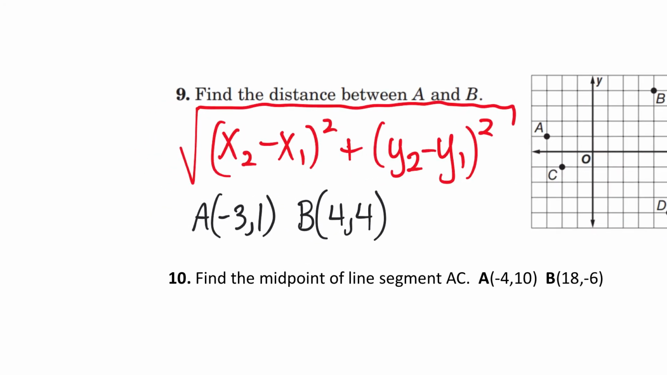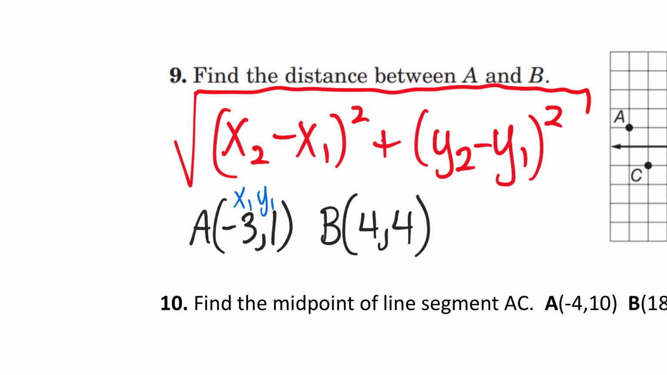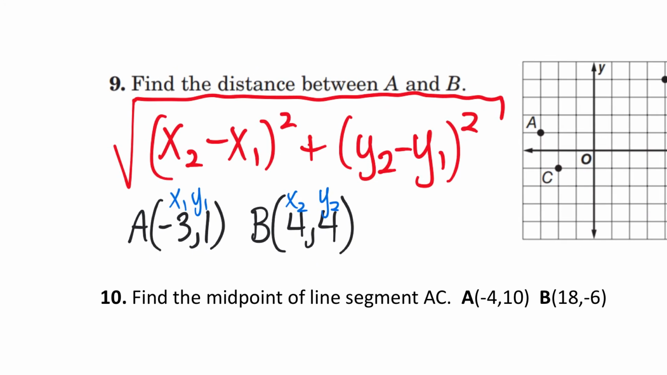Okay, so let's label these points. We're going to have x1, y1, x2, y2. We're going to take these four numbers and plug them into the formula. So 4 is going to go there, -3 is going to go there, 4 is going to go there, and 1 is going to go right there. So let's write that out. We're going to have 4 minus -3 squared plus 4 minus 1 squared.